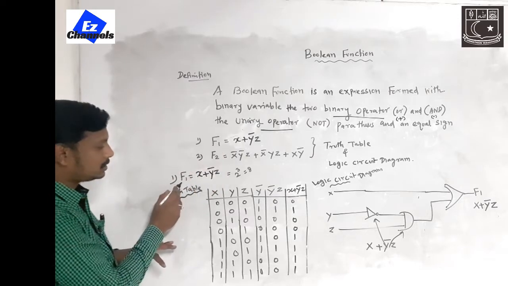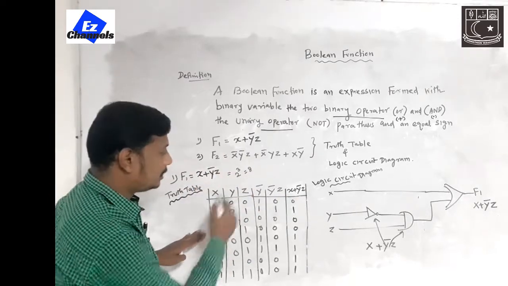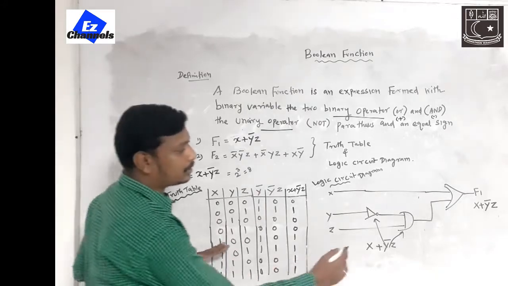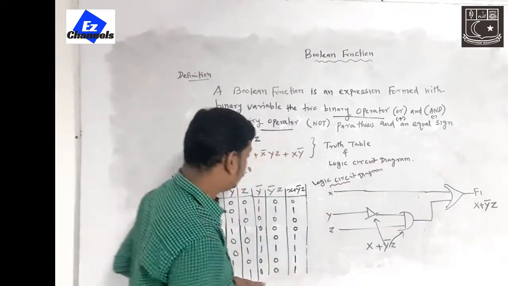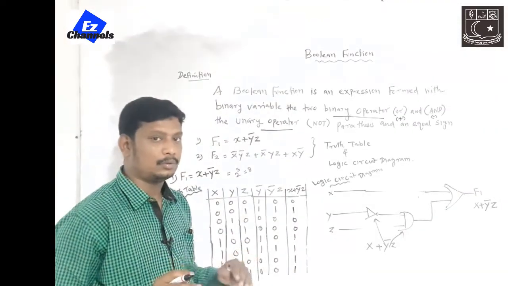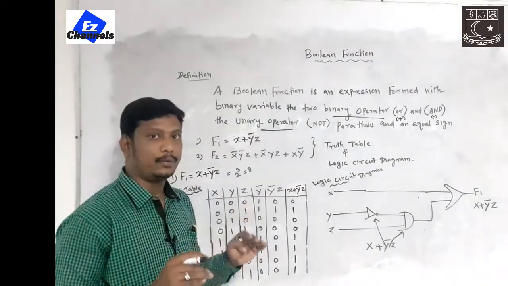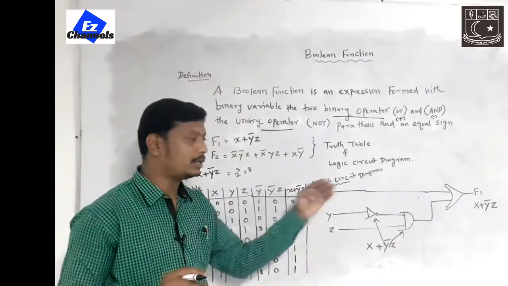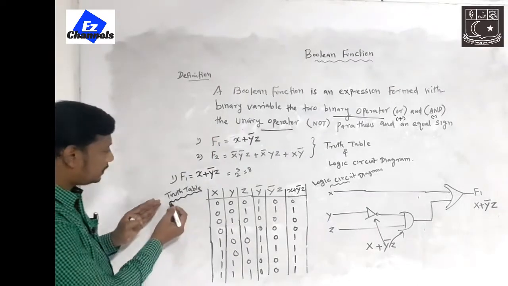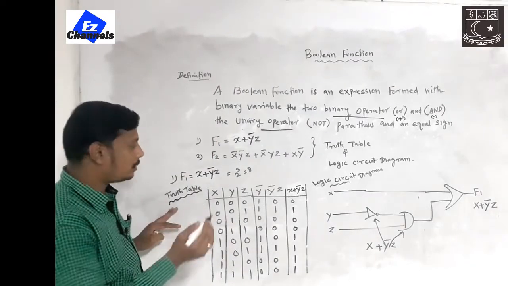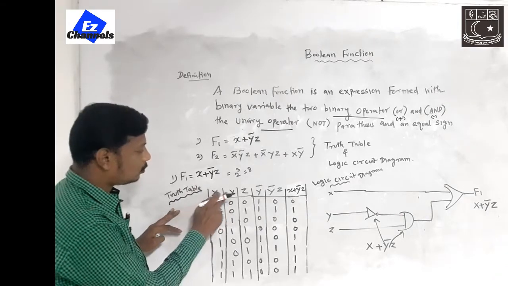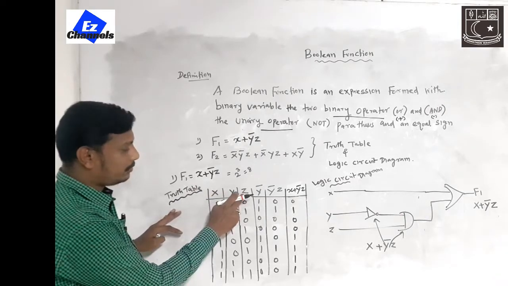For this first function, I will draw the truth table, and after that I will draw the circuit diagram. Understand clearly, you cannot skip the video. One by one, you can understand each point. So what is the truth table? First, understand how many variables are available: x, y, z, three variables.